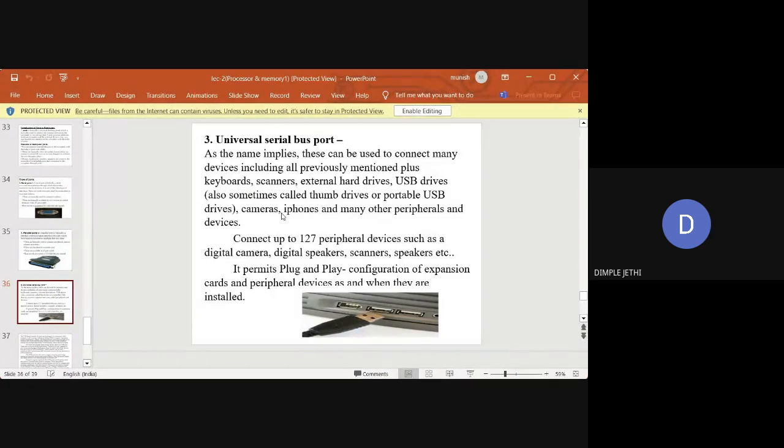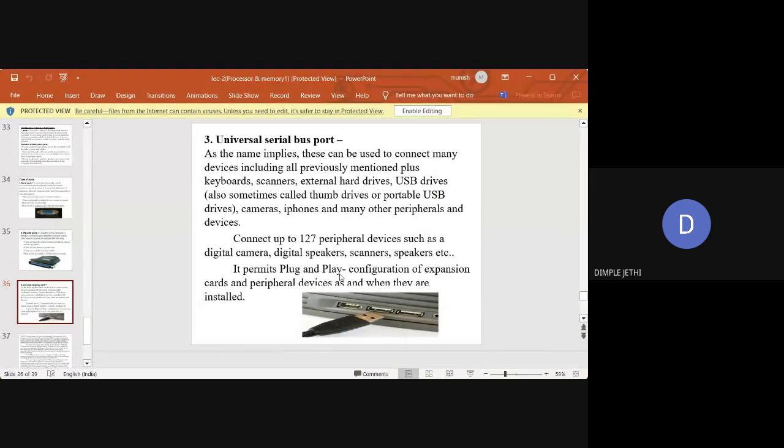Next is your USB, that all of you are aware of: digital speakers, scanners, cameras. These kinds of ports can connect up to 127 peripheral devices, and they are plug and play. Plug and play means you don't need to install a driver for that. If you connect a USB, it will start reading it immediately, right?